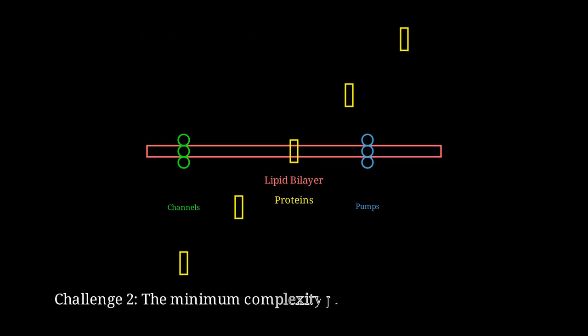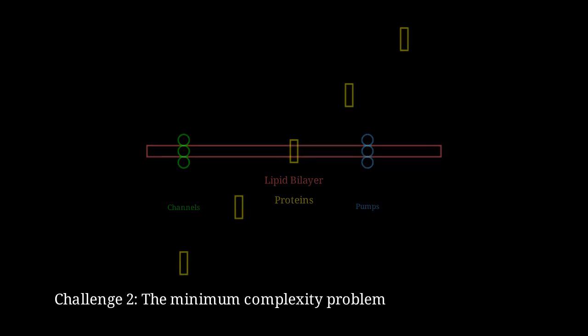The second challenge is minimum complexity. Even the simplest living cell requires hundreds of different genes and thousands of protein copies. The bacterium Mycoplasma genitalium has about 500 genes and is considered near the minimum for independent life. You can't just throw together a few molecules and get life.